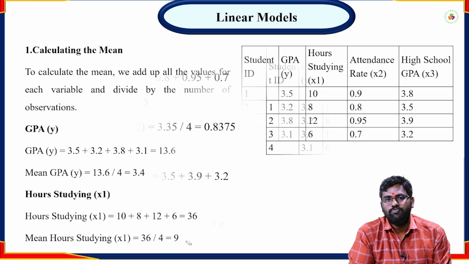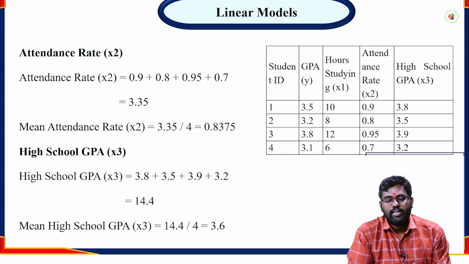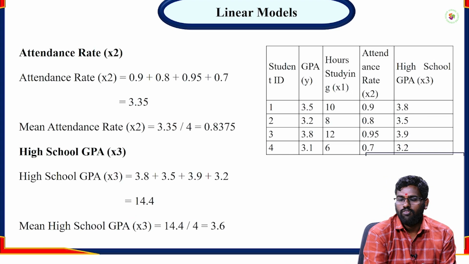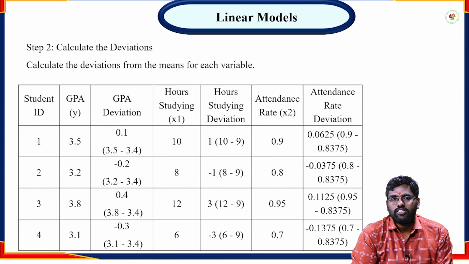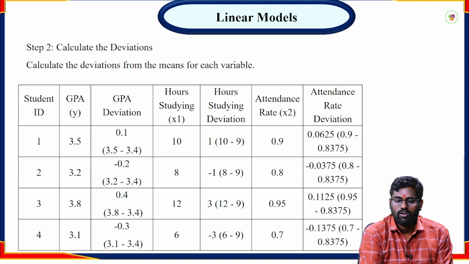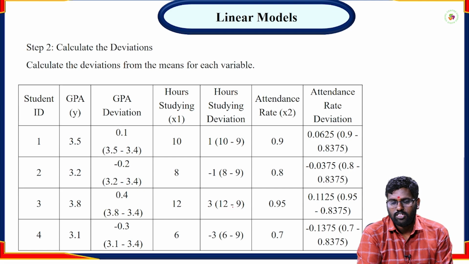Now see this one. Similarly the attendance rate value and the high school value. So for all the attributes we are calculating the mean values. Next, we continuously calculate x minus x bar and y minus y bar. So these are x minus x bar and y minus y bar, and all of these we are calculating.